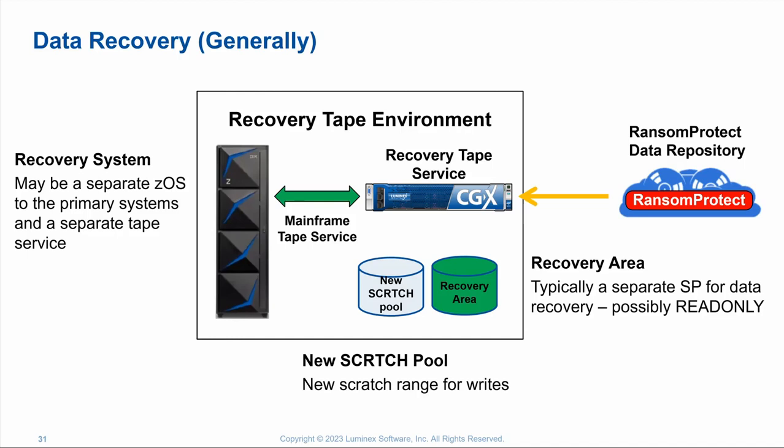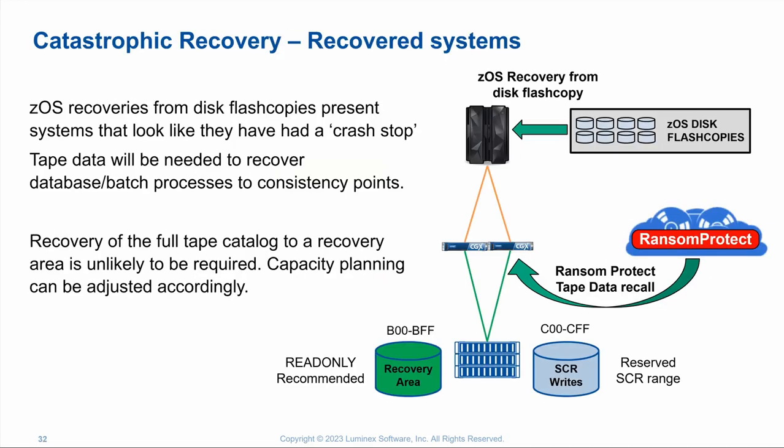Start off with the worst case scenario, and we'll look at catastrophic recovery. And this is just general talking around the capabilities. How you actually implement this is interesting, depending on the environment you're protecting and how you've architected it. So we talked about this, and the z/OS recoveries from disk flash copies. They all look like they've had a crash stop. They all look like your power supply and your power protection's failed in your data center. So you're looking to recover consistency points.